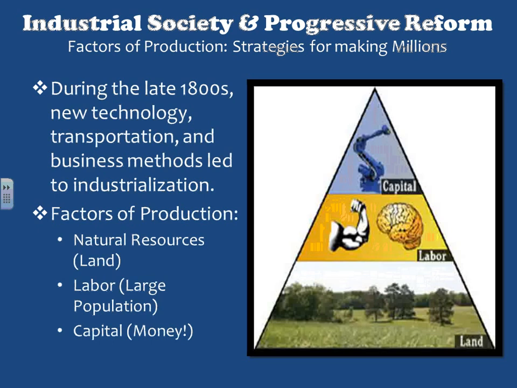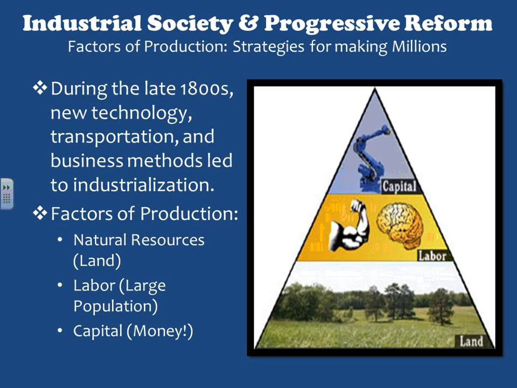So, factors of production. During the late 1800s, new technology, transportation, and business methods allowed the country to tap into its rich supply of natural resources and increase production. There was a shift from an agricultural society to now this greater industrial society, and industrialization, as it expanded, needed certain things in order to grow. The first factor of production, number one, was land.